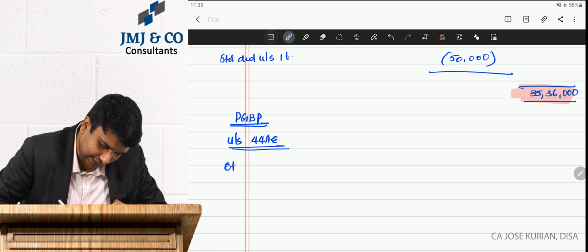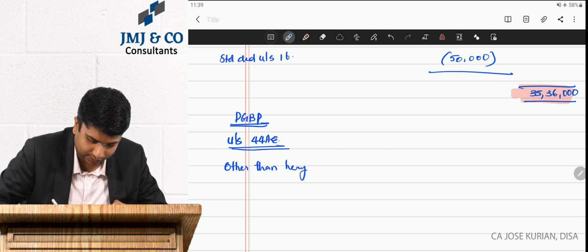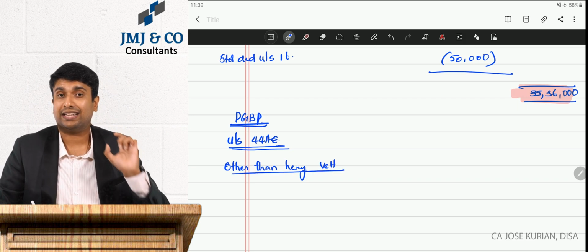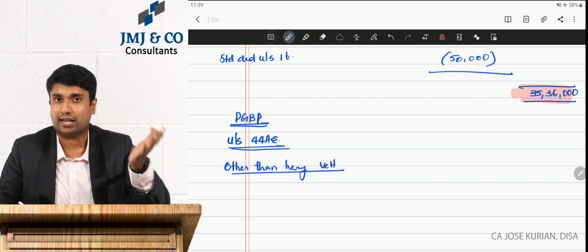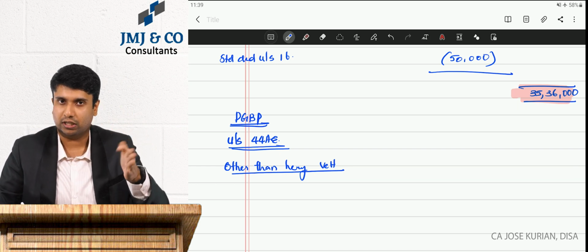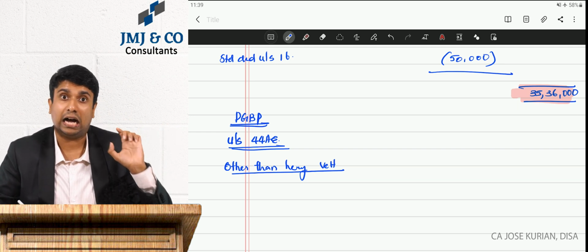If it is other than heavy vehicles, how to determine whether a vehicle is heavy or other than heavy? If the tonnage capacity is more than 12 tons, that means more than 12,000 kilograms, then it will be a heavy vehicle. Otherwise, that means 12,000 kilograms or less will always be other than heavy.